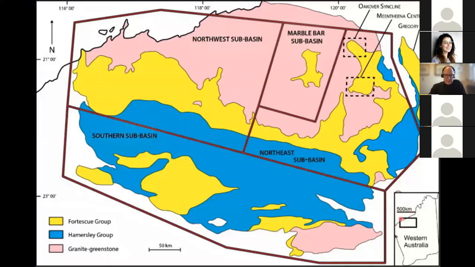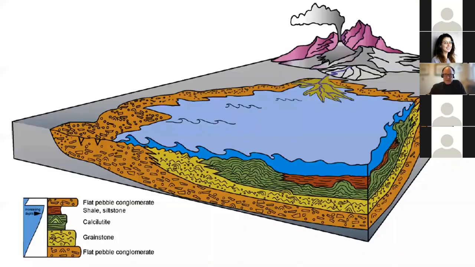Again, Western Australia here, 500 kilometers. Tumbiana here with different basins. The Hammersley group in blue, the Fortescue group in yellow, and some granite greenstone belts in pink. So here the blue and the yellow indicate the parameters of what Tumbiana presumably was, a shallow lacustrine or lagoon type environment with lots of volcanic activity, not very deep. So with some microbialites that formed in that system.